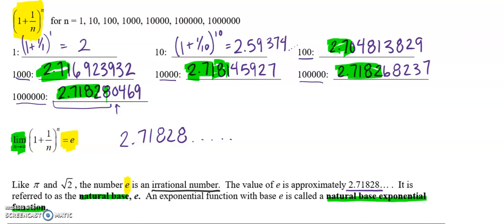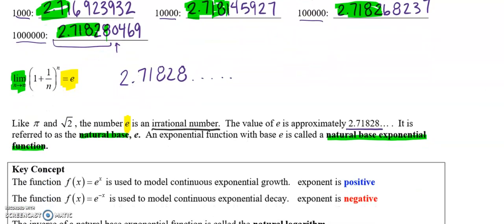So when someone asks you what's your favorite number, you can now say e, and they'll look at you very strangely. Okay, so what is this e thing all about?